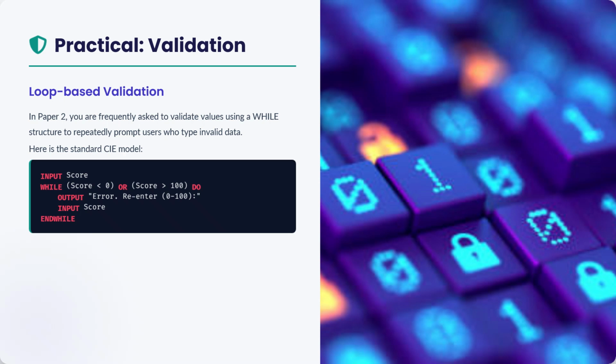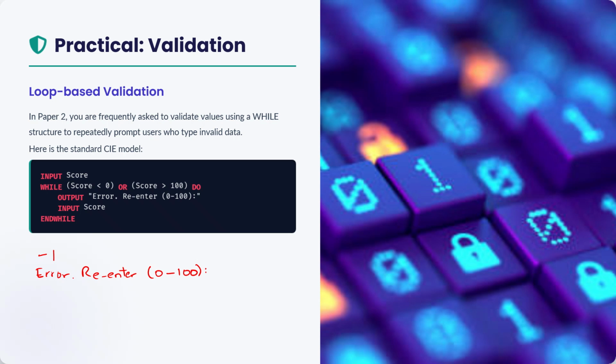For example, the first time the user enters the score, it is -1. It will move to the while loop. It will see score is lesser than 0. Yes, -1 is lesser than 0. That means the condition is true, because for an or statement, if either of these conditions is true, it will be termed as true. So it will move on to the next line in which it will generate the output error, re-enter 0 to 100.